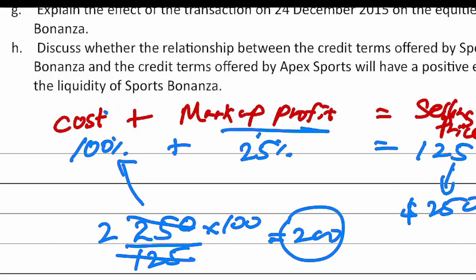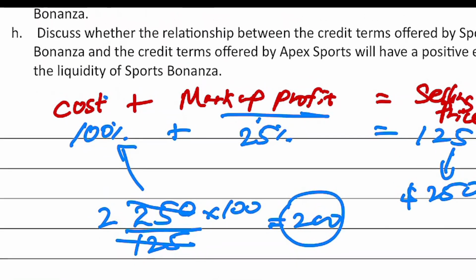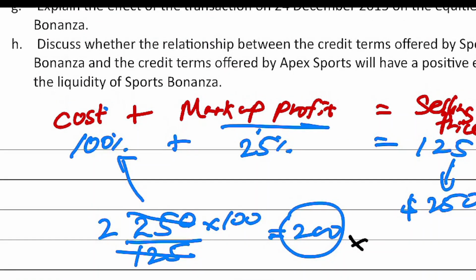Now, if you want to cross check if your answer is correct in the exam, what do I do? I apply the markup. What is the markup? 25% of 200, which is how much? 50. That means 200 plus 50 is 250.